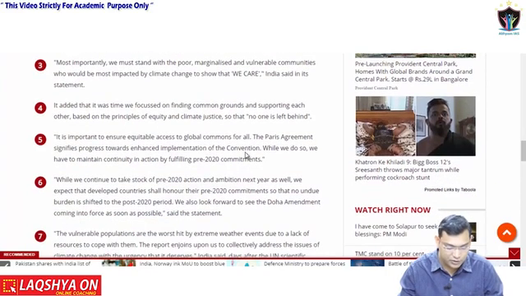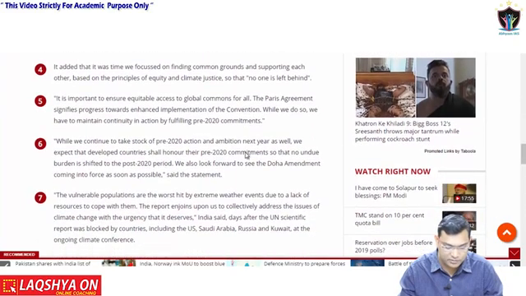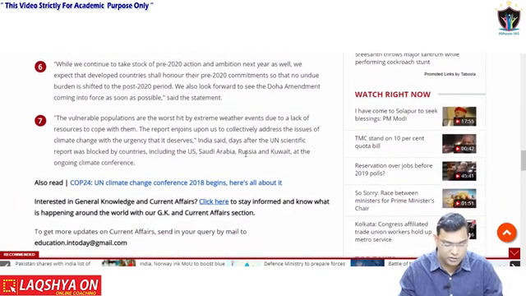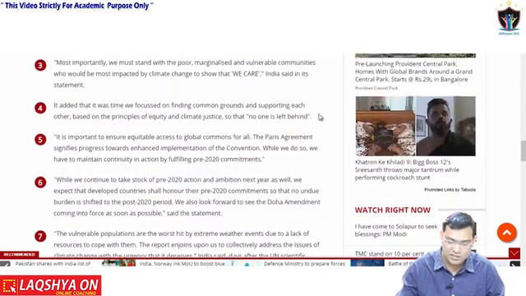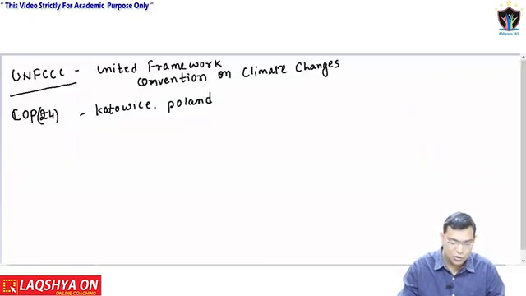We will continue to take stock of pre-2020 action. Vulnerable populations are the worst affected due to the lack of resources to cope, so we need to protect them. Okay. So these are the important things that took place at COP24, that is Katowice, Poland. So this was your climate change conferences.